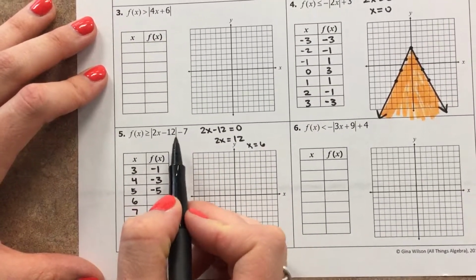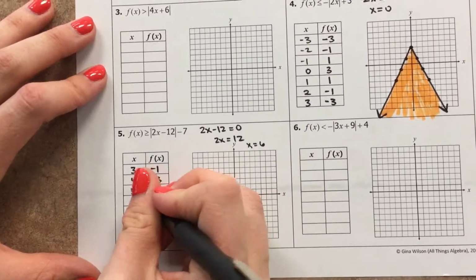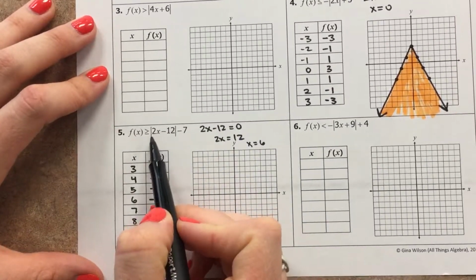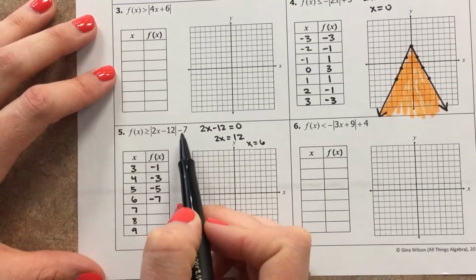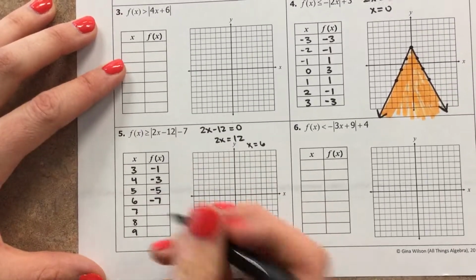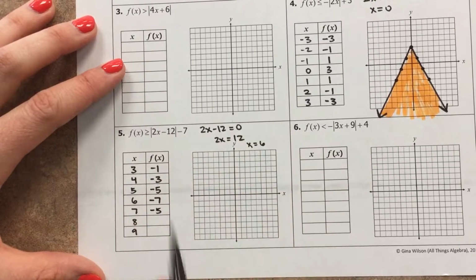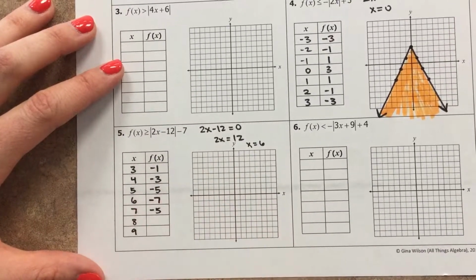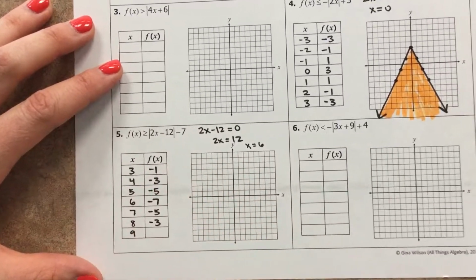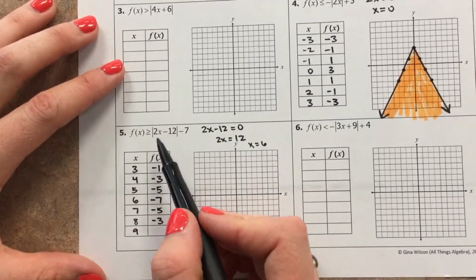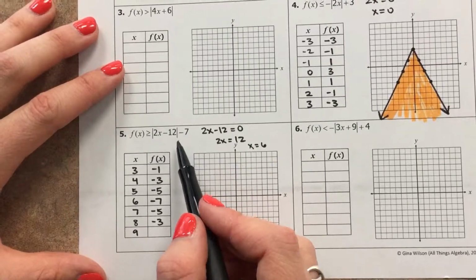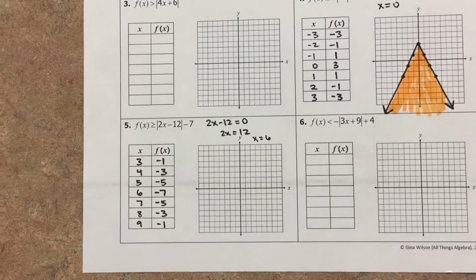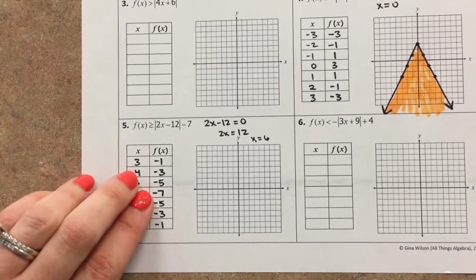2 times 6 is 12, minus 12 is 0. So minus 7 is a negative 7. And then it should go back in the other direction. So now we plug in 7. 2 times 7 is 14, minus 12 is 2. Minus 7 is negative 5. 2 times 8 is 16, minus 12 is 4. Minus 7 is a negative 3. And last point, 9. 2 times 9 is 18, minus 12 is 6. Minus 7 is a negative 1. So all these negative values that we can plug in over here.